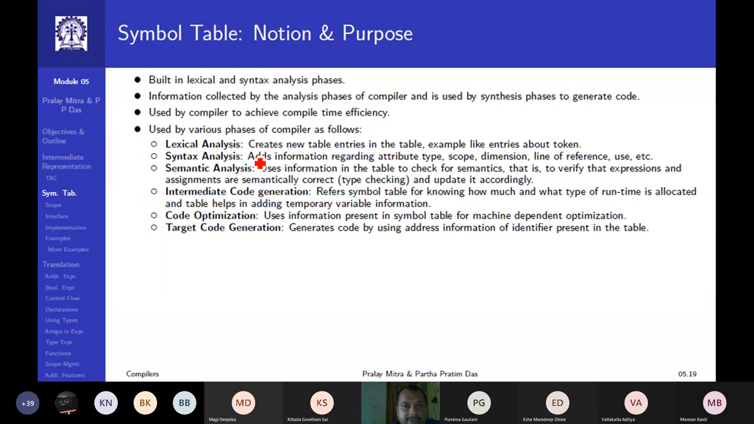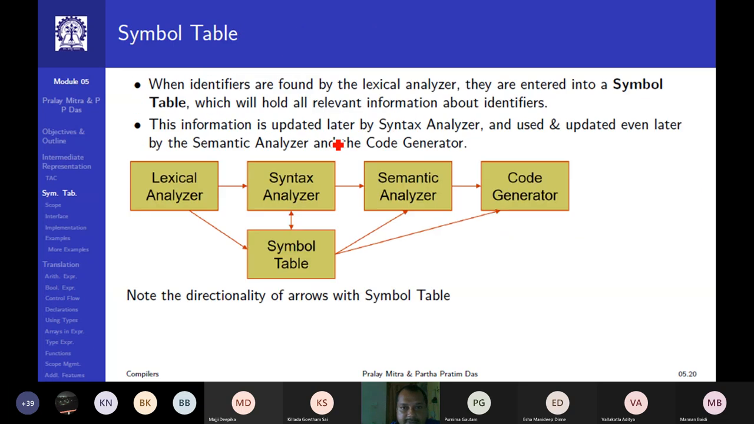So different steps of the compiler actually use the symbol table. Here is the diagram. It is better to understand from here. So the lexical analyzer, it is kind of one way. The symbol table is not sending any information to the lexical analyzer. Whenever it finds some identified token type, it sends that information to the symbol table for storage.